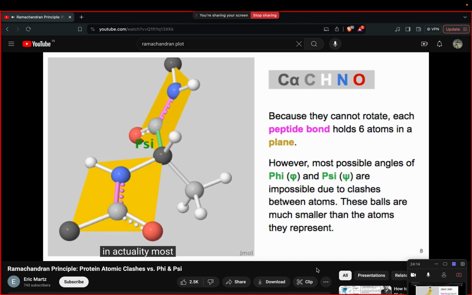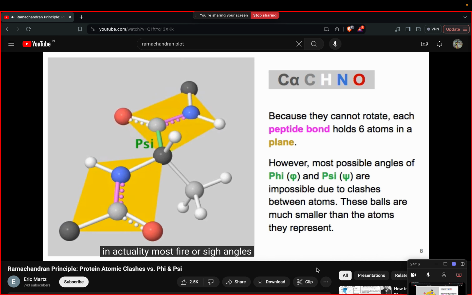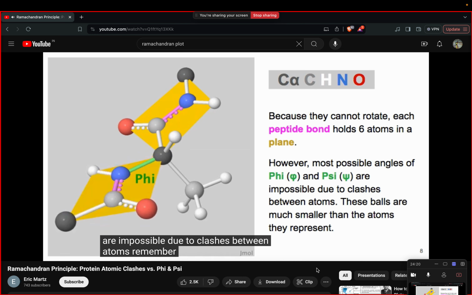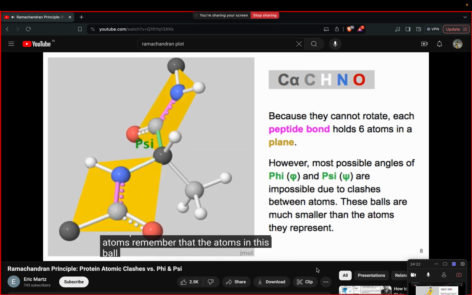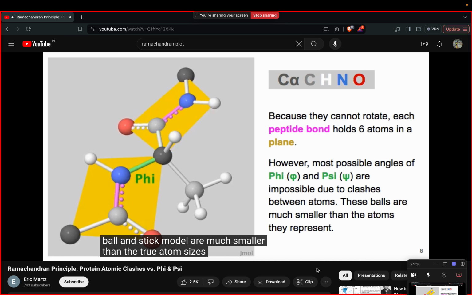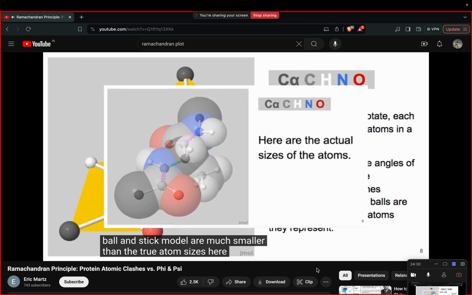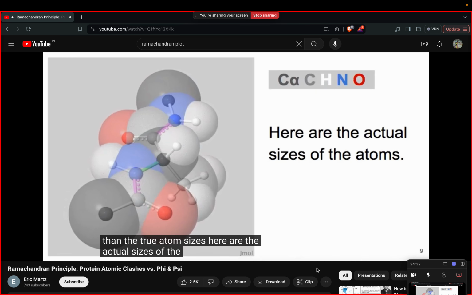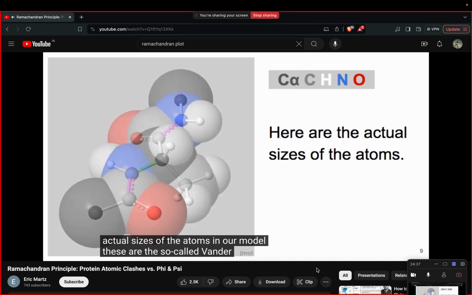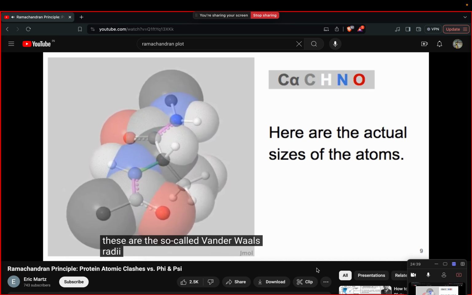In actuality, most phi or psi angles are impossible due to clashes between atoms. Remember that the atoms in this ball and stick model are much smaller than the true atom sizes. Here are the actual sizes of the atoms in our model. These are the so-called van der Waals radii.